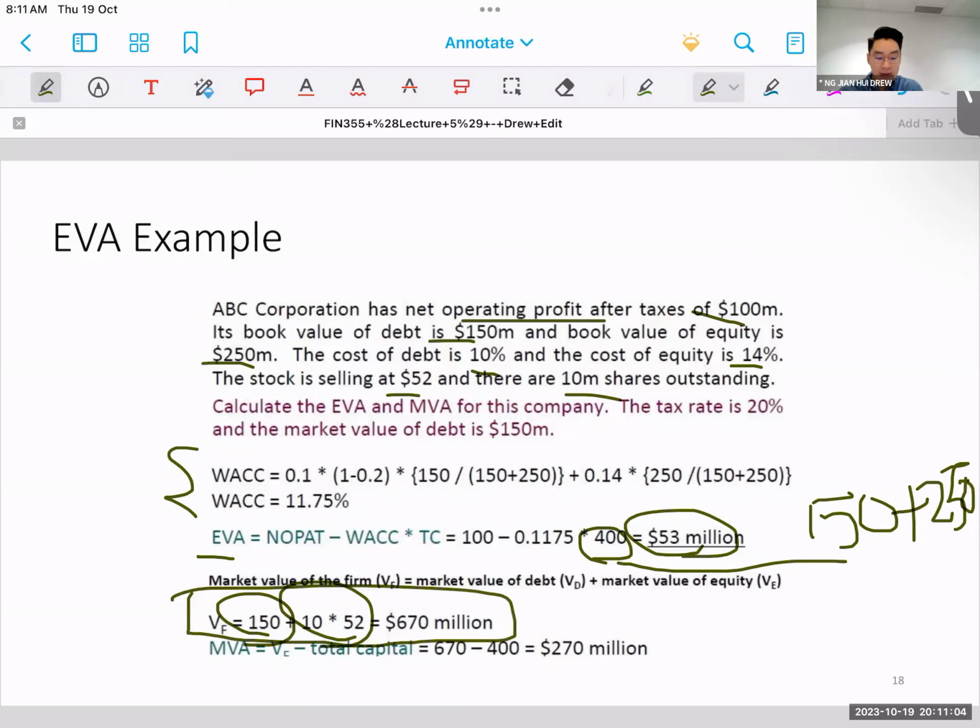So if we take the value of the firm, which is given here, minus away the capital employed, which is 400, this is the capital employed, then we can actually find out the market value added to the firm. And the value added is this.